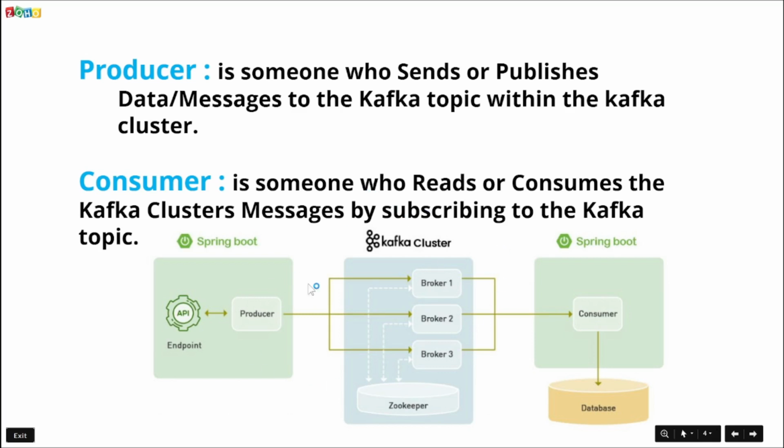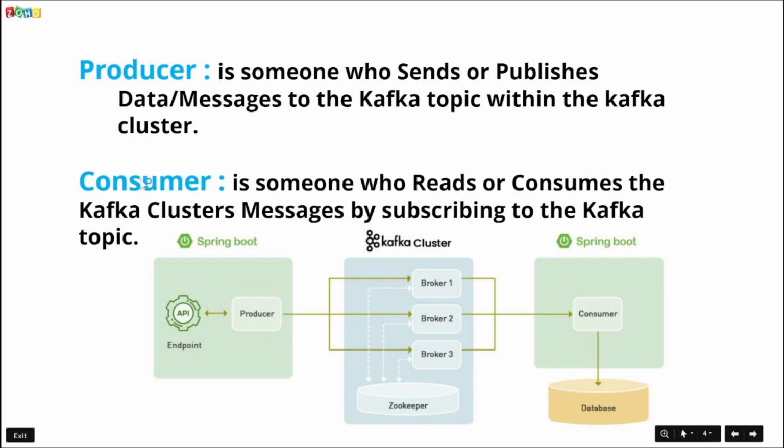Now here we need to understand two important things in the whole architecture. First is producer and second one is consumer. A producer is someone who sends or publishes data to the Kafka topic within the Kafka cluster. We will see what is Kafka cluster and what is Kafka topic. And another one is consumer. A consumer is someone who reads or consumes the Kafka cluster messages by subscribing to the Kafka topic.